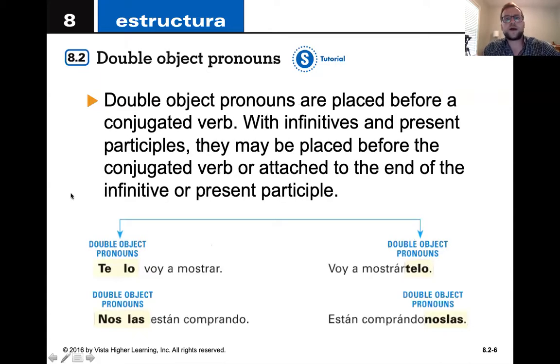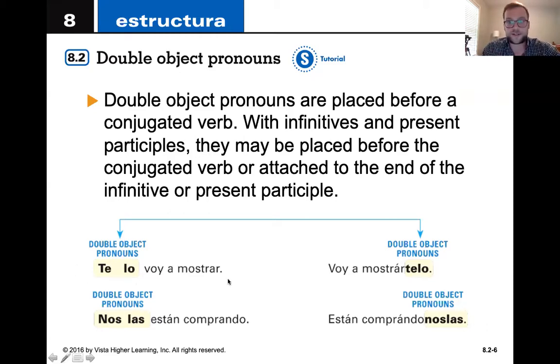Muy bien. Now, double object pronouns are placed before a conjugated verb, just like our other pronouns, right? Le gusta el perro, right? It's placed before the verb. Now, when we use an infinitive and present participles, just like with our other pronouns, they may be placed before the conjugated verb or attached onto the end of the infinitive or present participle, okay? So same thing right here, right? It's the same thing. Just depends on your preference.